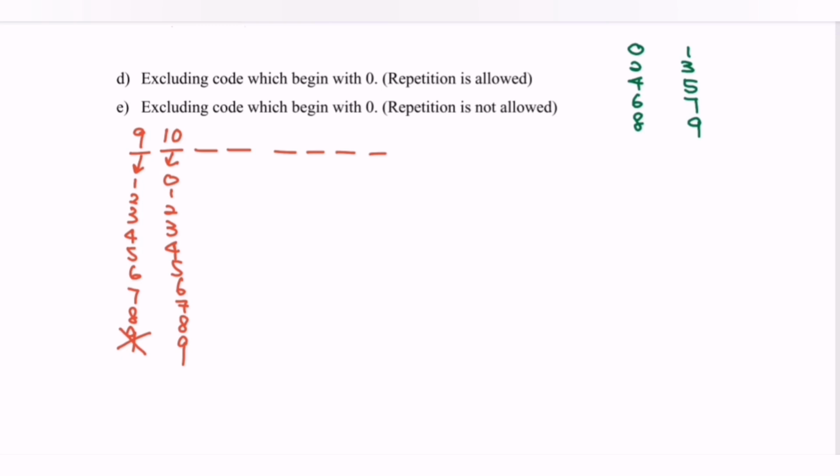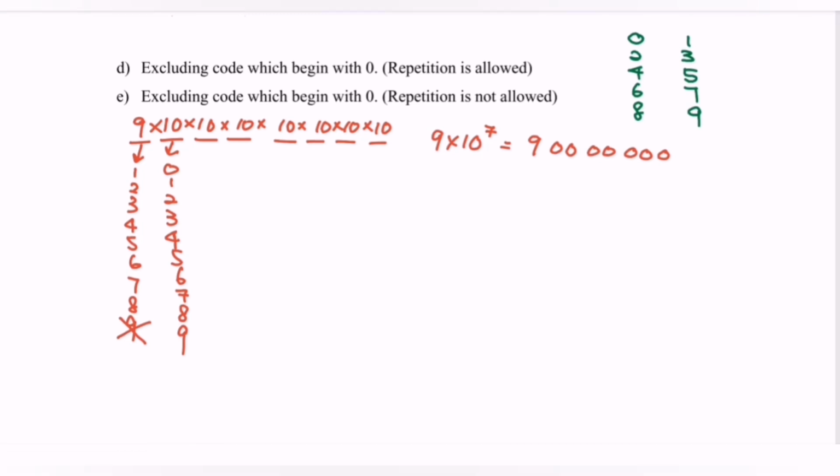So means that we can involve the digit 9, even though we already select for the first digit. So same goes to the others. So we will have 10 for each digit because repetition is allowed. So as a conclusion, we have to multiply the situation. And we can write our answer 9 multiplied with 10 to the power of 7. So the answer would be 9 and then 7 times of 0. So that is the situation for excluding the code which begins with the 0 and repetition is allowed.